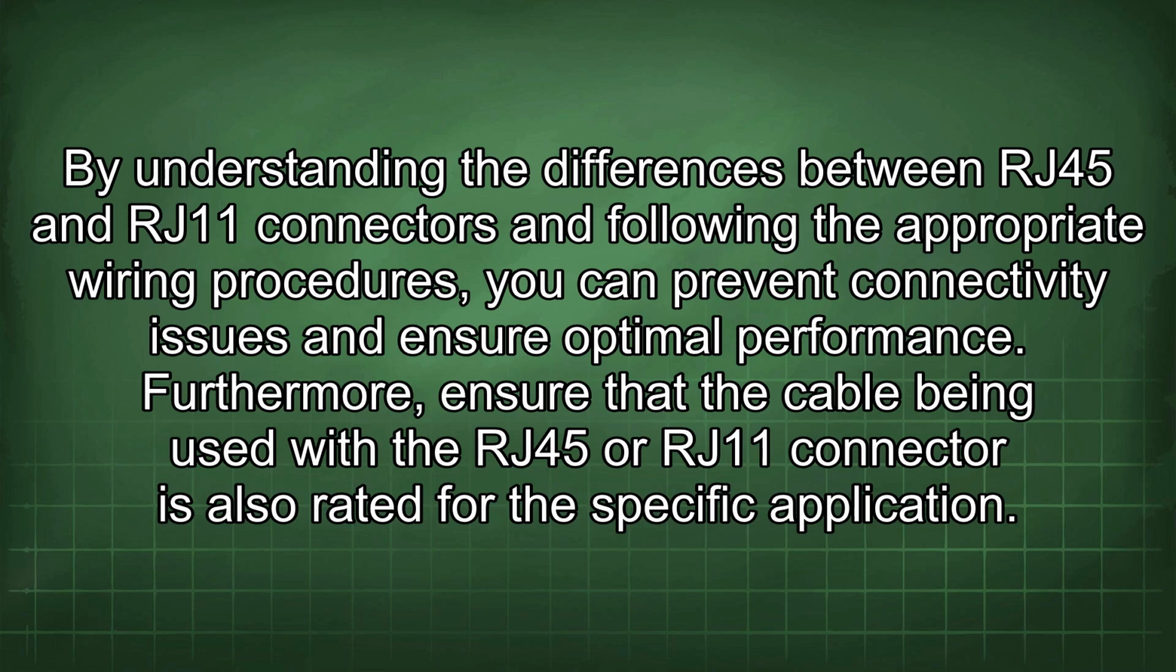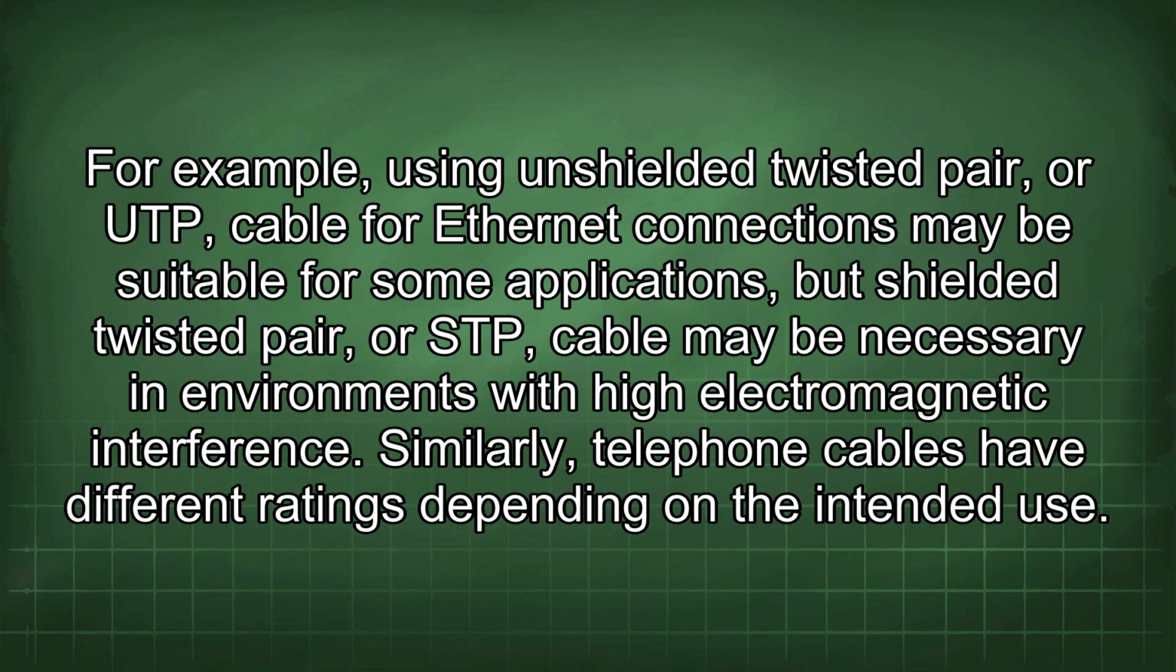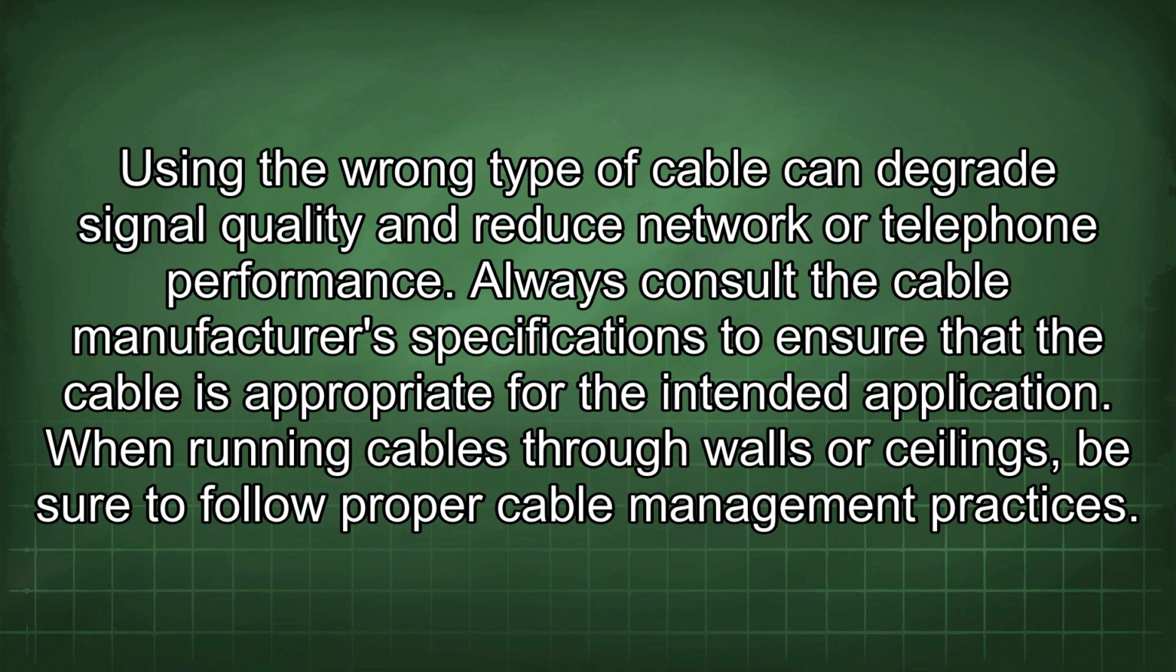Furthermore, ensure that the cable being used with the RJ45 or RJ11 connector is also rated for the specific application. For example, using unshielded twisted pair, or UTP, cable for Ethernet connections may be suitable for some applications, but shielded twisted pair, or STP, cable may be necessary in environments with high electromagnetic interference. Similarly, telephone cables have different ratings depending on the intended use. Using the wrong type of cable can degrade signal quality and reduce network or telephone performance. Always consult the cable manufacturer's specifications to ensure that the cable is appropriate for the intended application.